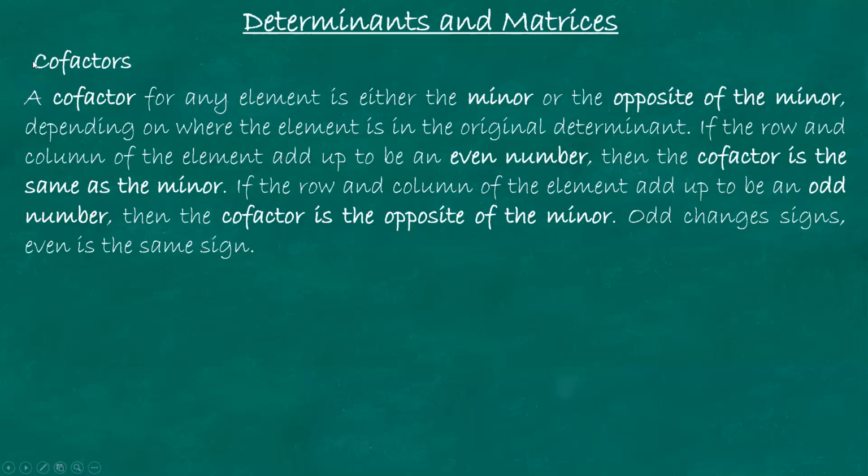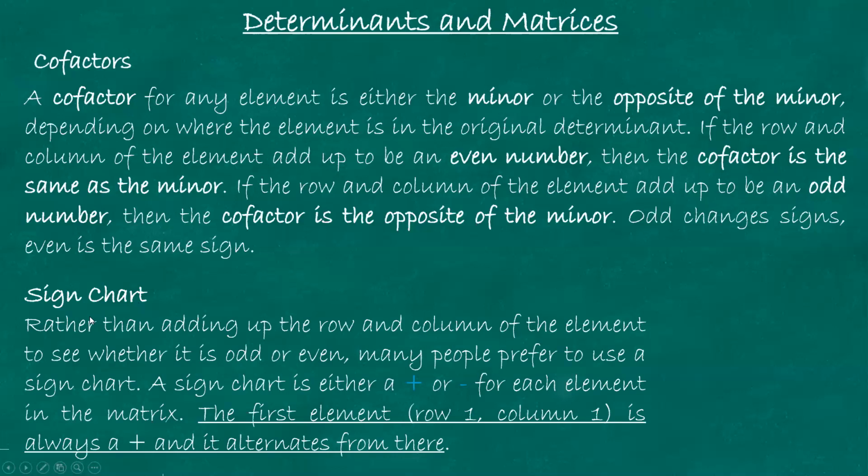Pero kung gusto ka nga dili ka maglibog gani, na isa ka option. Gamit ang sign chart. So, nani ang sign chart? Rather than adding up the row and column of the element to see whether it is odd or even, many people prefer to use a sign chart. A sign chart is either a plus or minus for each element in the matrix. The first element, bali ang pinaka-corner, row 1, column 1, is always a plus. And it alternates from there.